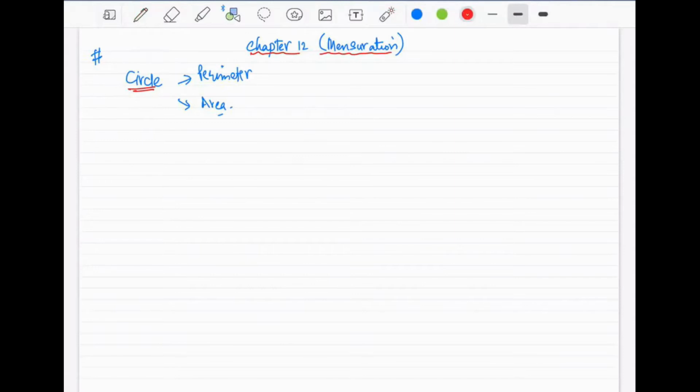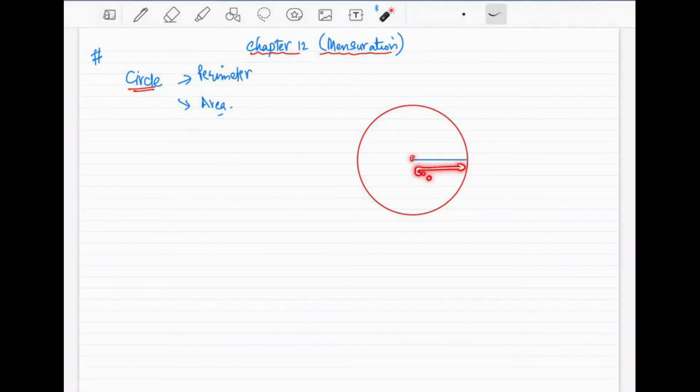So let's say you have a circle right here. So this is a circle. There must be a center right here somewhere, and this line is the radius. Let's draw the radius with a blue color. Okay, so we have a circle, and this is called the radius. The distance from center up to this line right here.